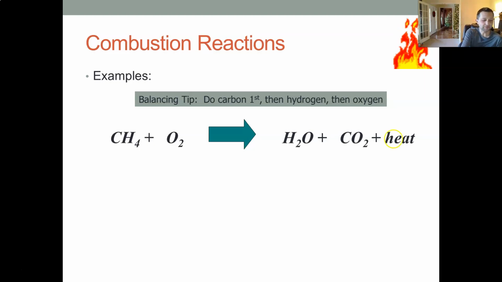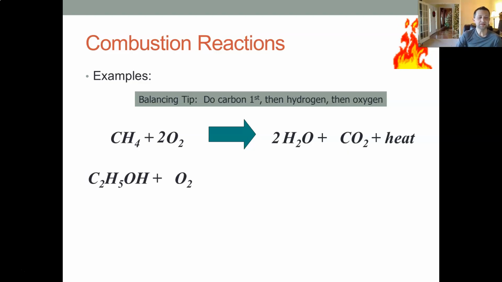You don't usually need to write the plus heat over here on the product side, but if you do, that's okay. Just know that you don't have to put it there, but you should know that it's a very exothermic process. All right, balance it out. We should do our carbons first. There was one on each side, so hydrogen goes next. Put a 2 in front of the H2O, and oxygen last. We have 2 oxygens on the left, and now we have 4 on the right, so you put a 2 in front of the O2 to balance that.